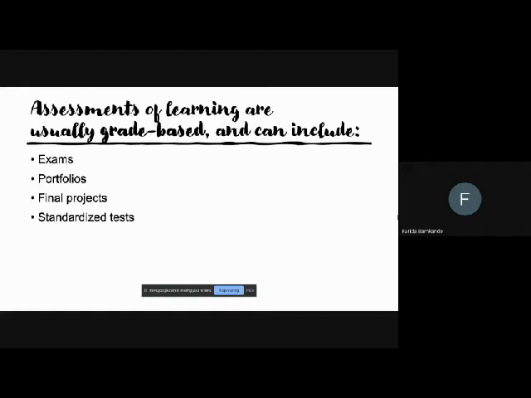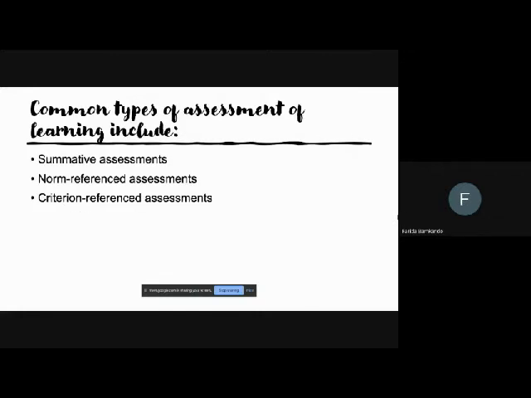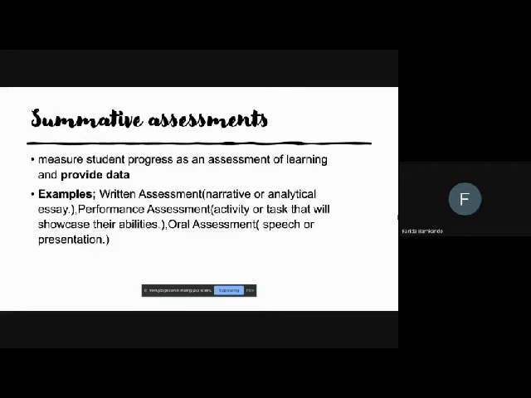Assessments of learning are usually grade-based and can include exams, portfolios, final projects, and standardized tests. There are some types of assessment of learning. Here are some of the most common ones: summative assessments, norm-referenced assessments, and criterion-referenced assessments. The first one is summative assessments, which measure students' progress as an assessment of learning and provide data for the teachers.